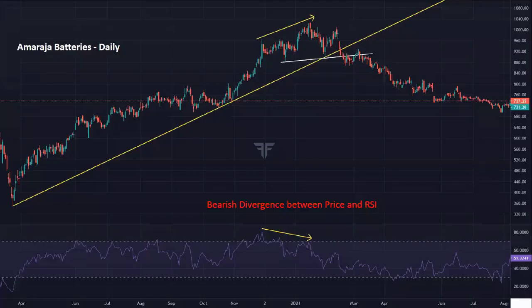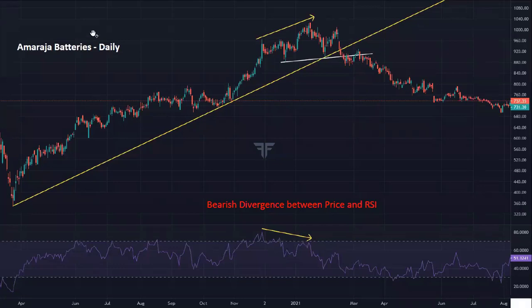So here we have the daily chart of Amara Raja Batteries. As you can see from the leftmost region on the chart, the price of the security was in a sustained uptrend. In order to look at the angle of the uptrend, I've drawn a trend line connecting this low over here and this particular low over here. So I've drawn the trend line connecting these lows and extended it into the future.